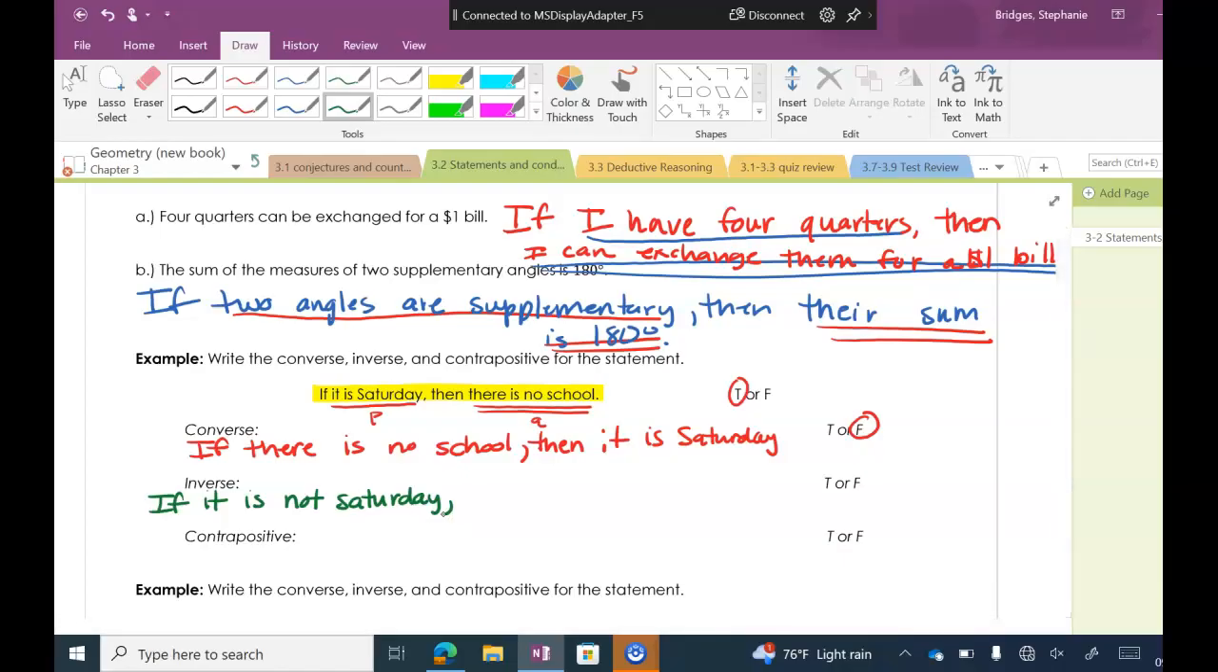then I negate the conclusion as well. The conclusion says there is no school. So how would I negate that? Then there is school. Okay, so my inverse is taking the original statement and negating the hypothesis and the conclusion. So if it is not Saturday, then there is school.